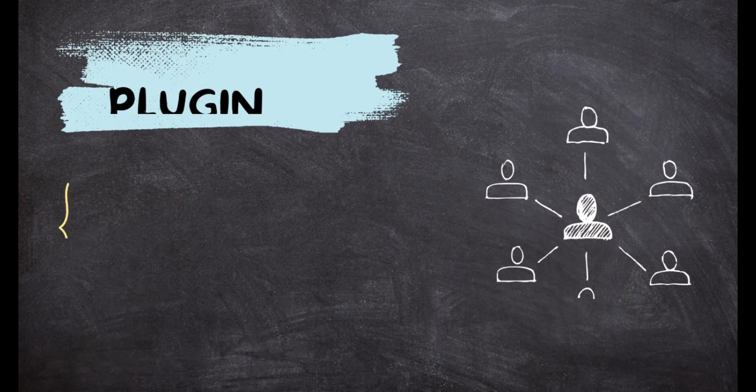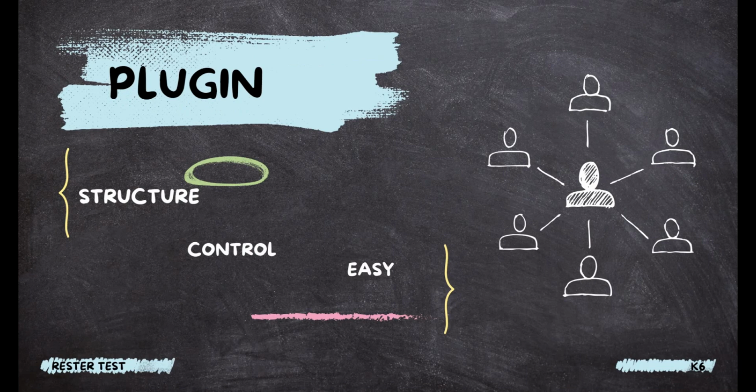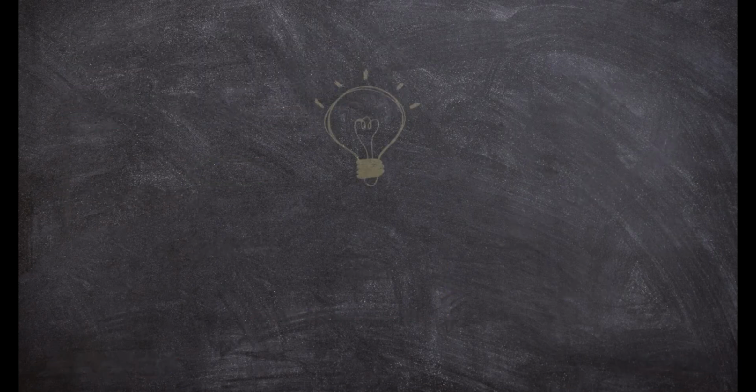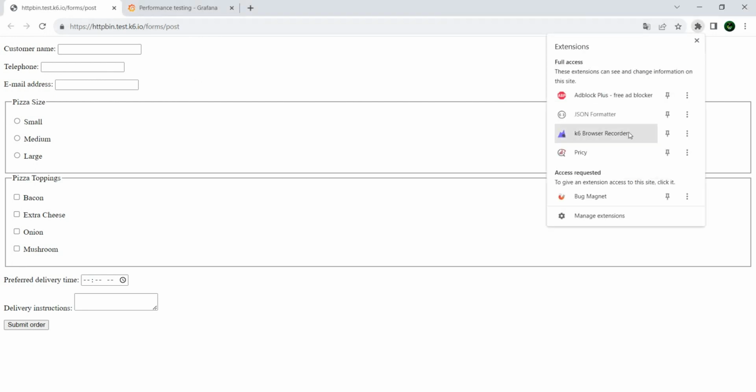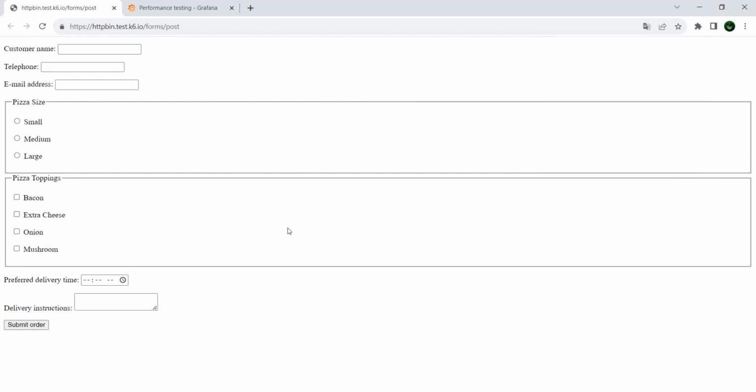And we're going to see in this video how we can do this in two ways with the help of a K6 plugin. With that, we're going to see how we can structure, control, and also how easy it is to make a K6 test. Now, enough talking, let's create. So we're going to use this website right here, the test.k6.io form post, and we're going to use the K6 recorder in order to record our test.